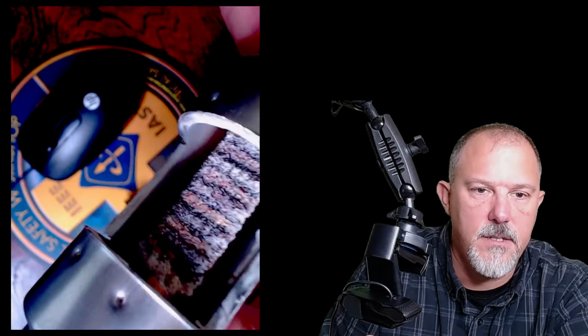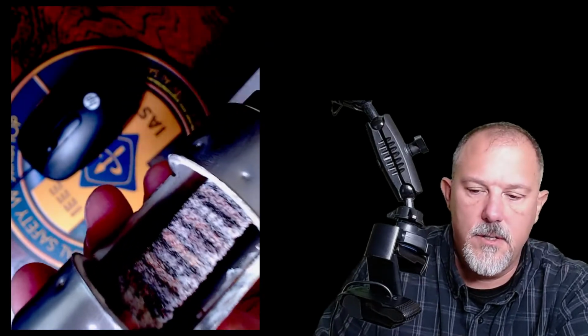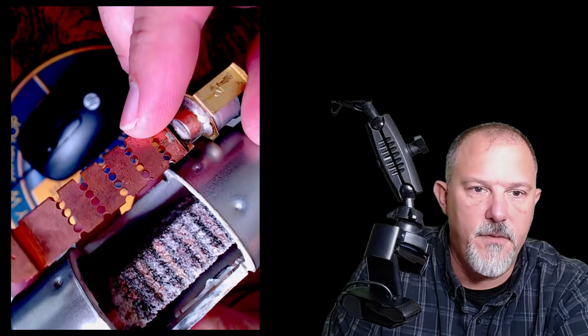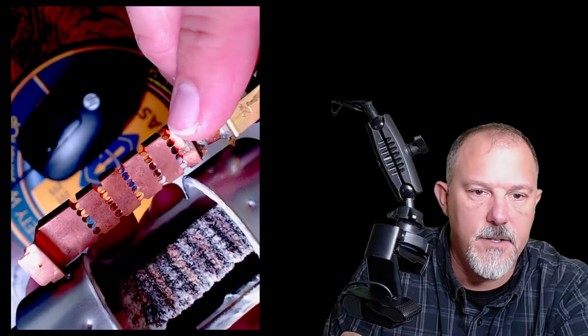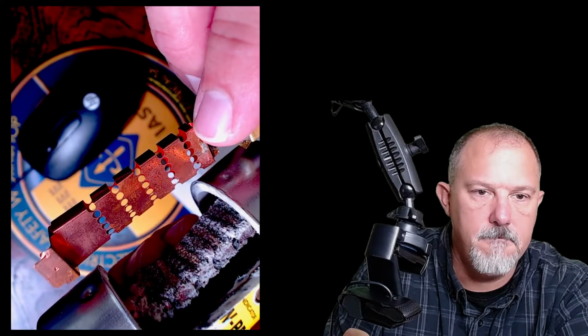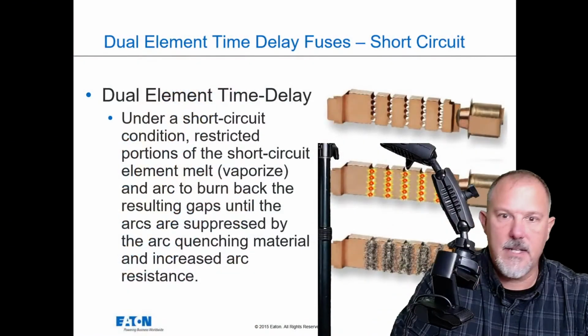And this is what it looks like afterwards. So there's the before and the after. So that's what gets you a current limiting device. All right, and that's basically what's going on there.